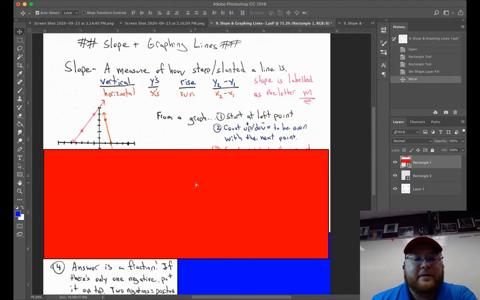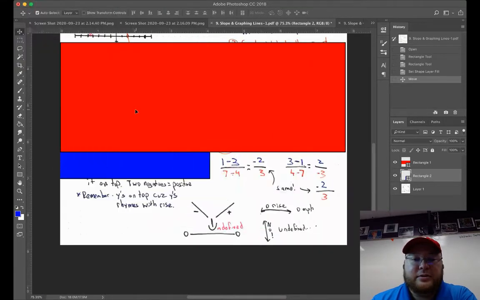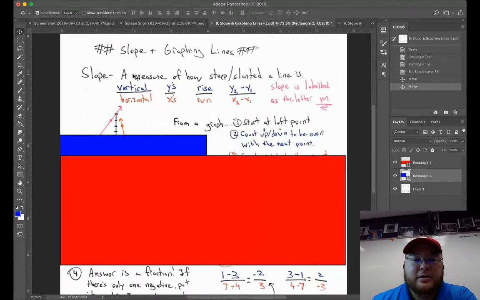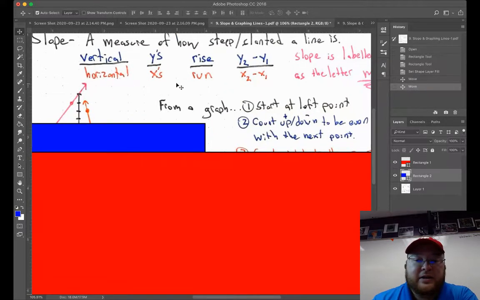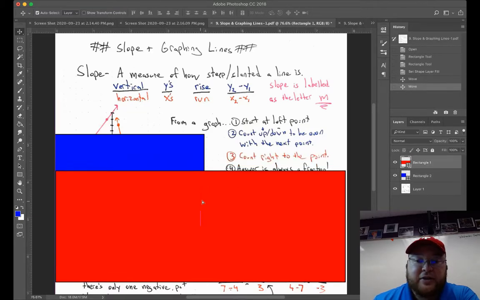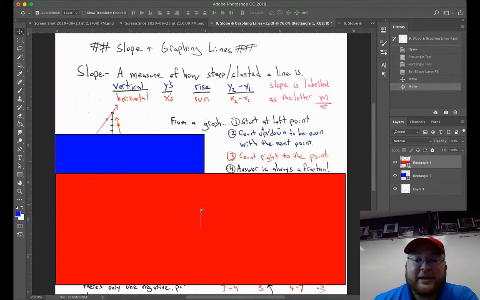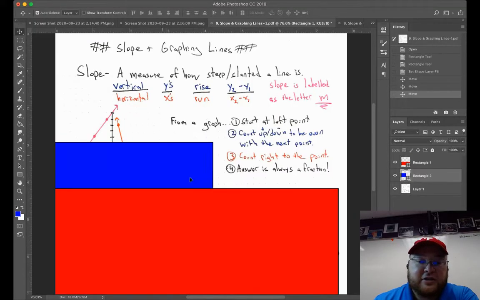So from a graph, if you want to find slope, you're always going to start at the left point. You're going to count up, which is a positive number, or down, which is a negative number, to be even with the other point. Then you count right to get to that point, and your answer is always going to be a fraction, always.